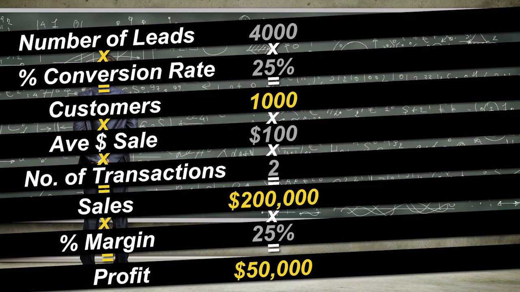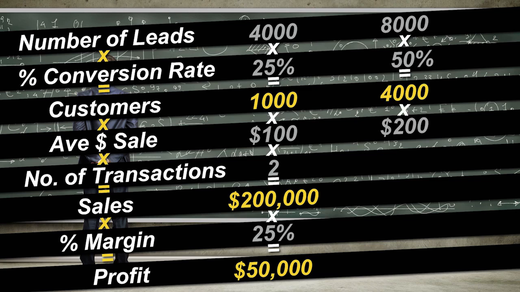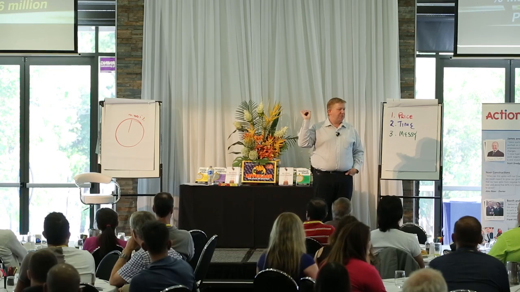Number of leads, 4,000 becomes what? 8,000. Conversion rate becomes what? So 25%, double, it's 50%. How many customers do I have now? How many? 4,000. 8,000 times 50% is 4,000. Average dollar sale, $100 becomes 200. Doubling it. Number of transactions, 2 become 4. What's my sales now? Wow. Would it be okay if that took 7 years, by the way?